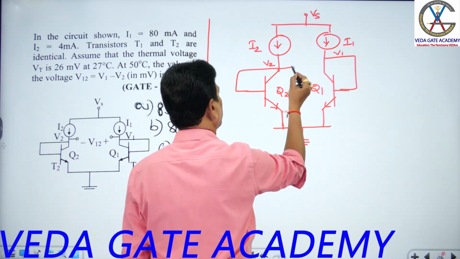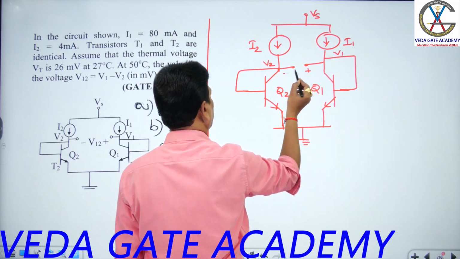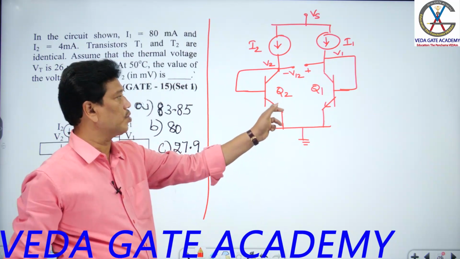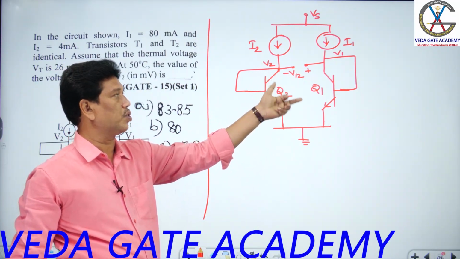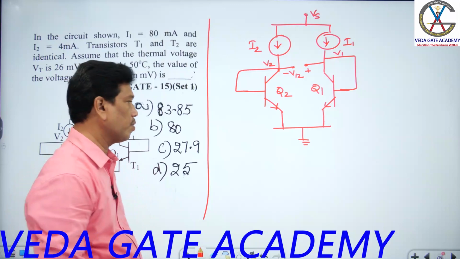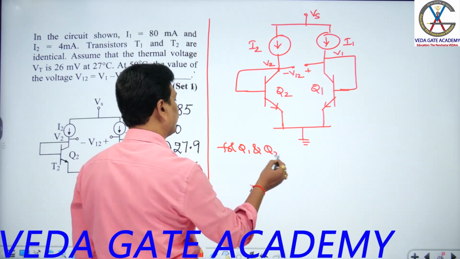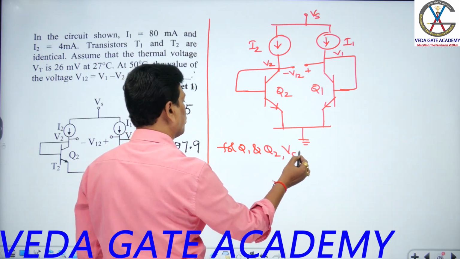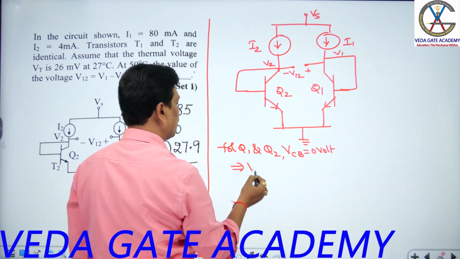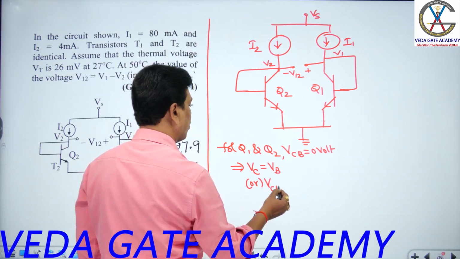Confirm? So, this is V1. You are asking for the value of V12, this is plus, this is minus. How much is V12? So for each transistor, collector to base terminals are shorted, meaning VCB equal to 0. Thereby VC equal to VB. Confirm, sir? For Q1 and Q2, VCB equal to 0 volt. That implies VC equal to VB.